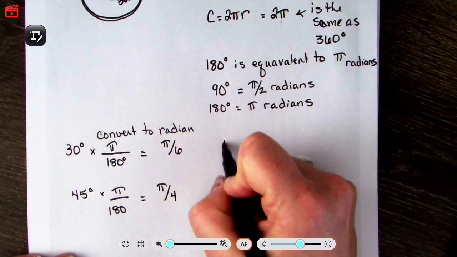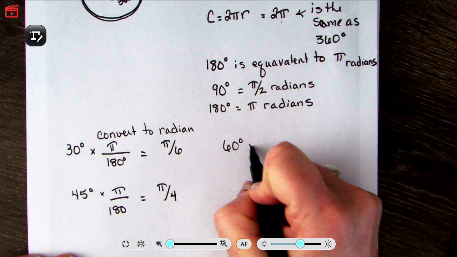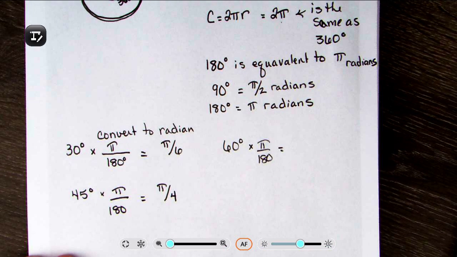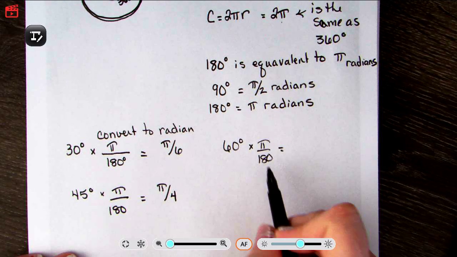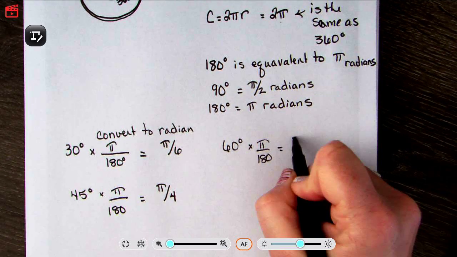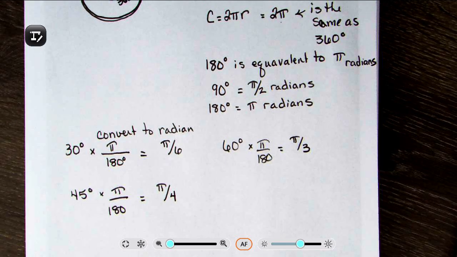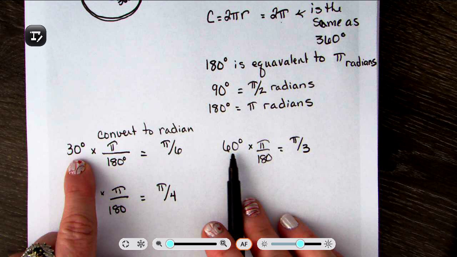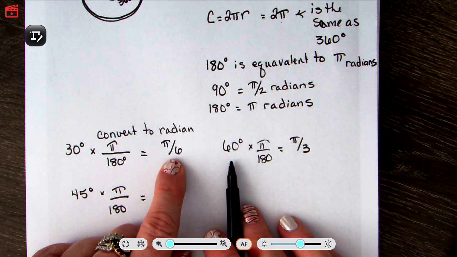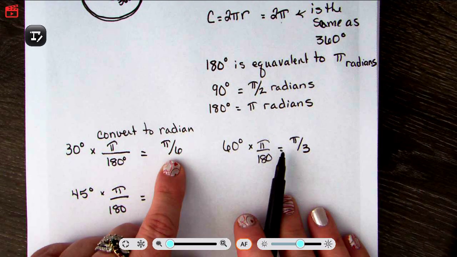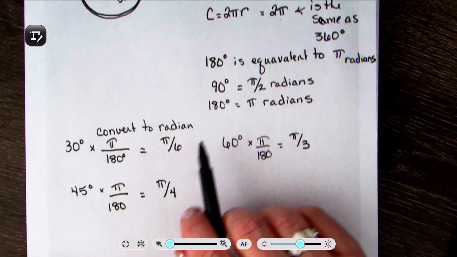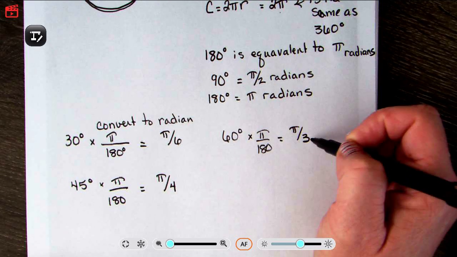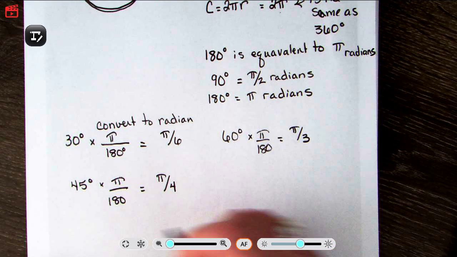Let's do another common one that we will use all the time. Is our 60. And you'll notice 60 does go into the 180. That gives me pi over 3. Another way to get there is 30 to 60 is 2 30s. So if I multiply this by 2, that also gives me the pi over 3. So we have these three we will spend lots and lots of times with all over the place.